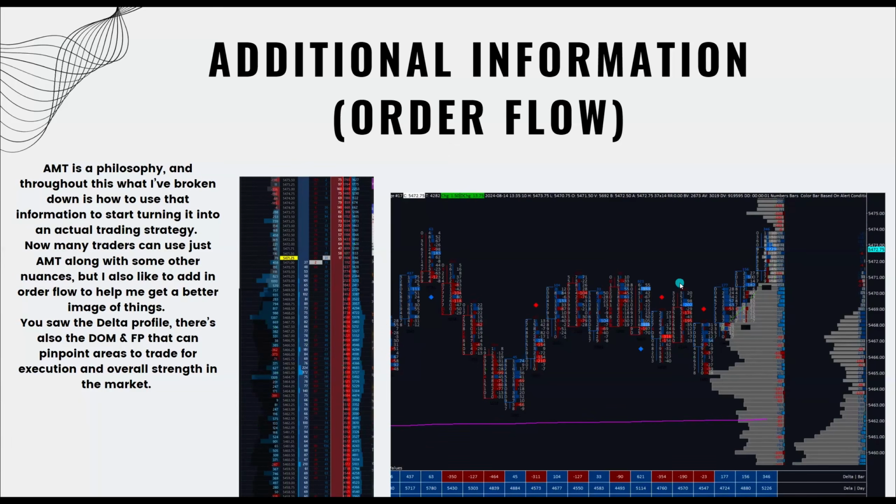So with all this information, you can start understanding the philosophy of auction market theory and start adding your twist and nuances to create some kind of trading strategy. So I'll be sharing this trading strategy with you all in newer videos when I make those videos, and you'll see how to combine all of this along with order flow and execution.